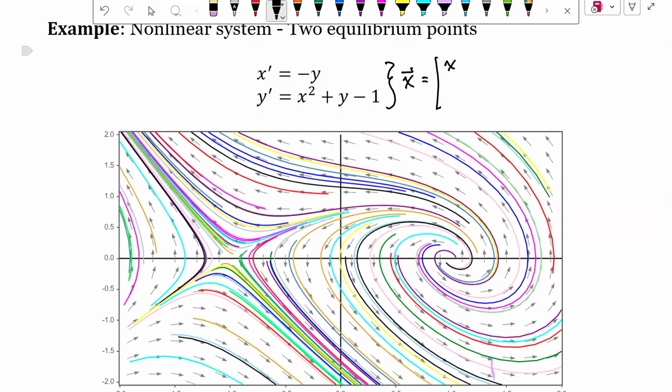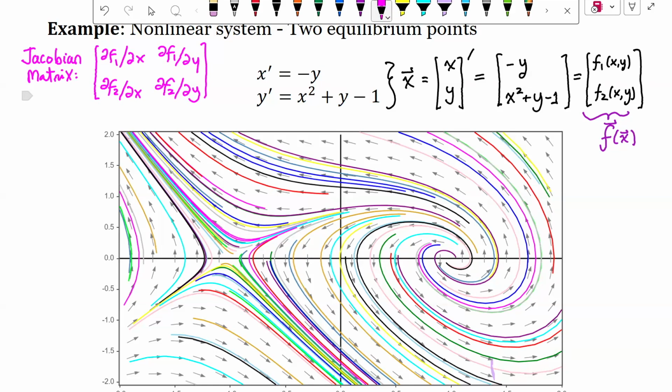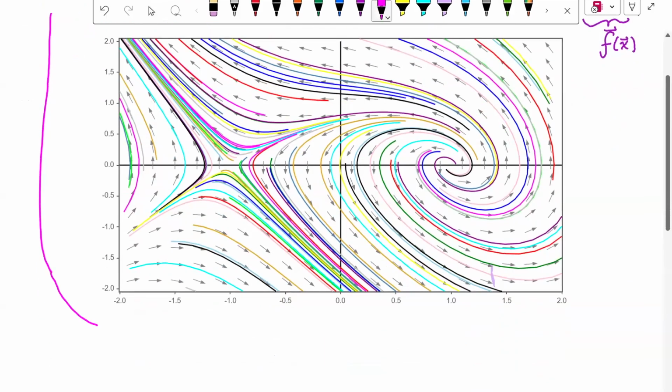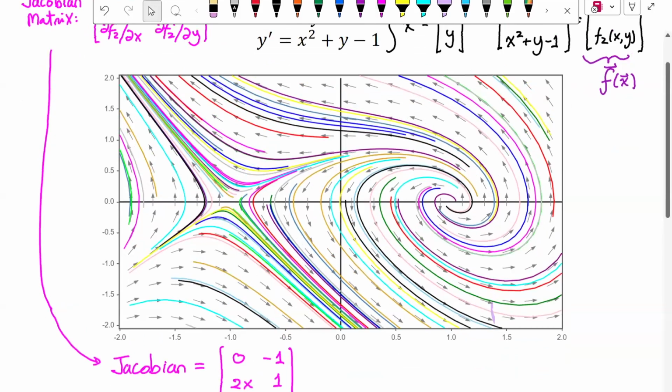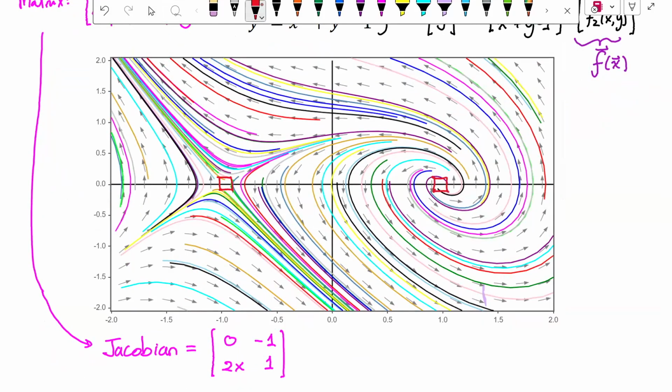So let's first write the system in vector form, where this right-hand side is now our vector function f. On the left here, let's write down what the Jacobian matrix is in general for this system. Now, plugging in the particular values for the function f, we have the following Jacobian, noting that partial f1 partial x is the partial with respect to x of -y, and that gives us 0 in the (1, 1) entry, and so forth. Now, this is the Jacobian no matter which equilibrium point we are looking at.